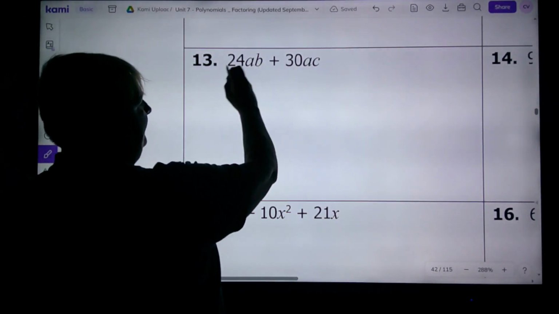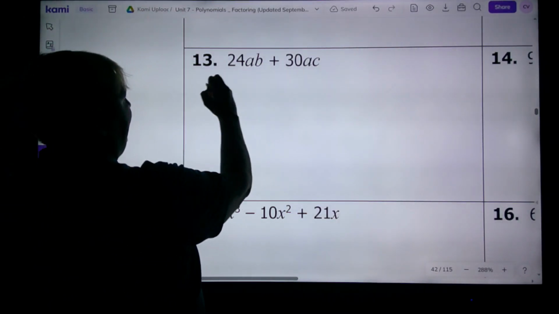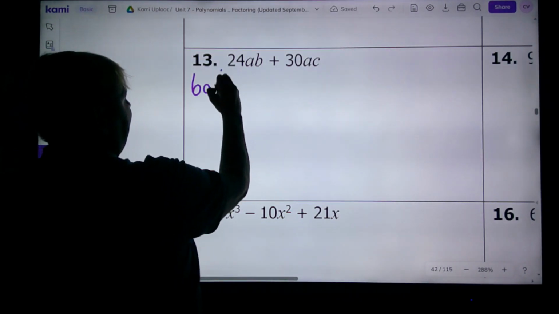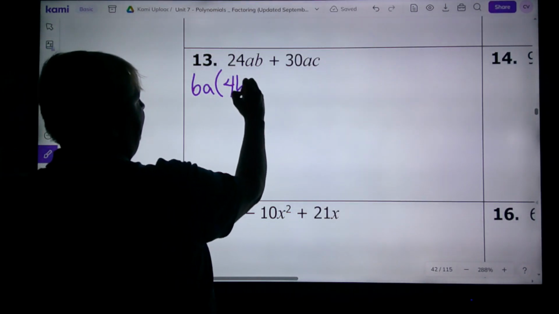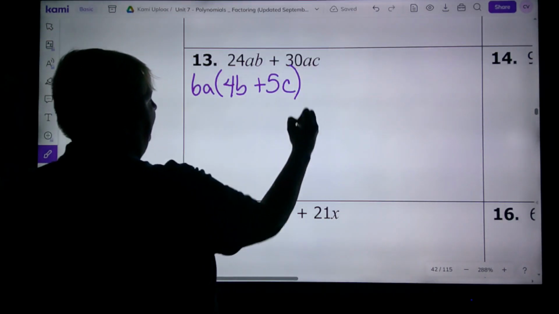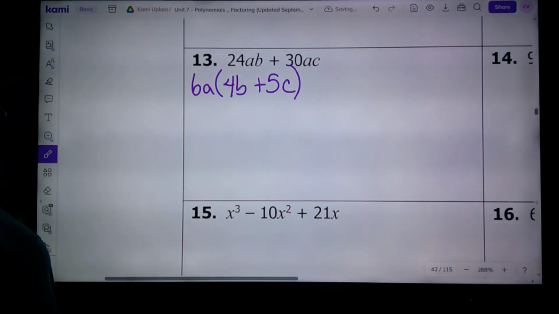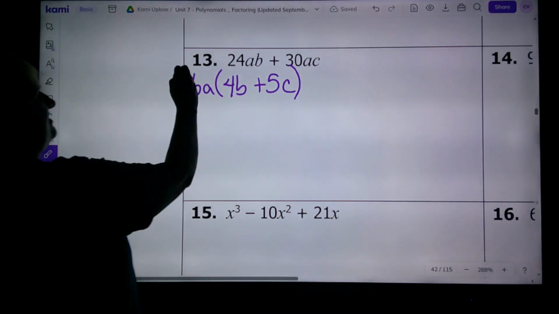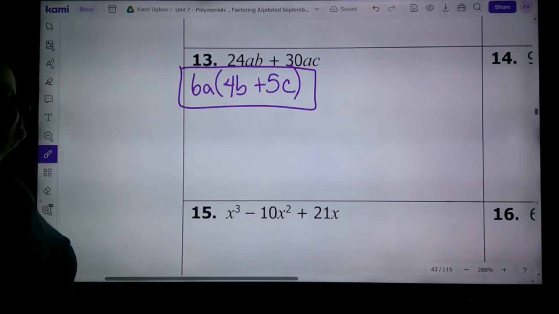Both of these can be divided by 6 and a. 6a, which leaves me with 4b plus 5c. Can that be factored anymore? No. That's it. Done and done.